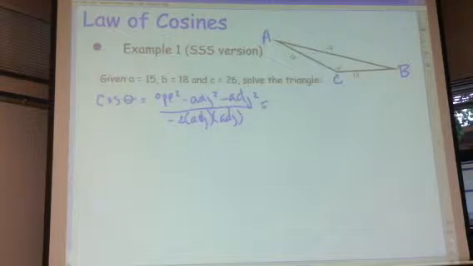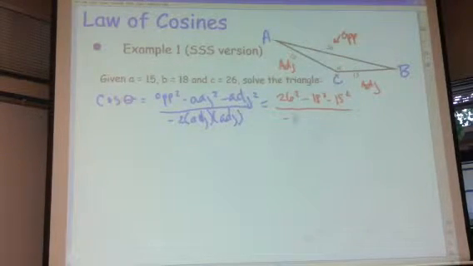Well, here are my numbers. I'll put them in red. So my opposite, this is opposite. And this is an adjacent, and this is an adjacent. And of course it says solve the triangle, and in this case I need to find all the angles. So we're going to start with that biggest angle first. All right, so it's 26 squared minus 18 squared minus 15 squared all over -2 times 18 times 15.